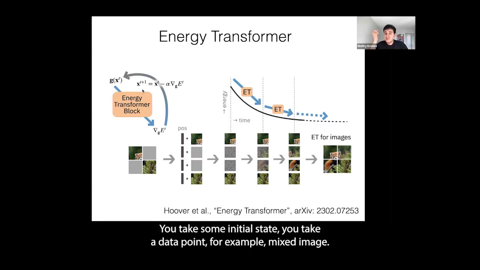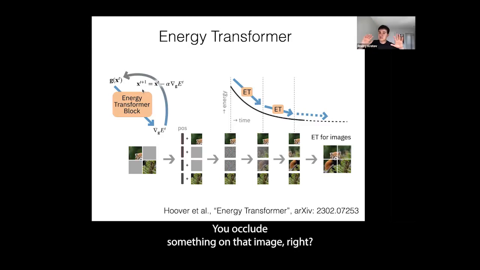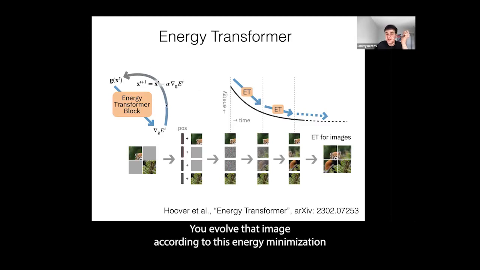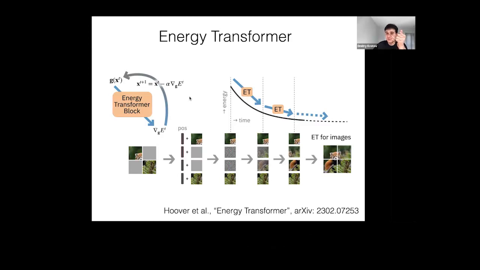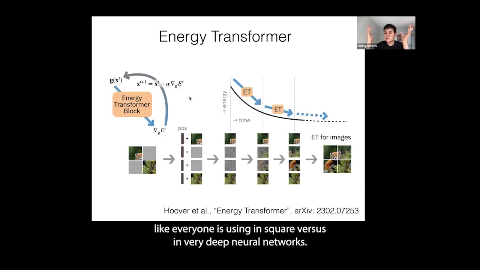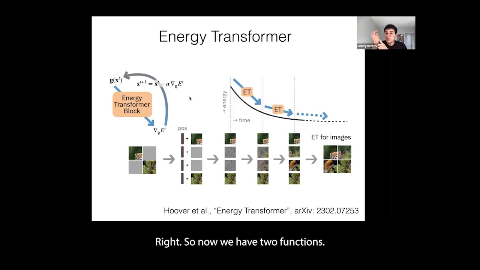And what you do is the following. You take some initial state, you take a data point, for example, an MNIST image. You occlude something on that image, right? You evolve that image according to this energy minimization until it hits the fixed point. Then you take the fixed point, and you say, how is that evolved image different from the ground truth image that I want to compare with? So you can subtract the ground truth image from that fixed point and form a mean square error function, the standard loss, like everyone is using mean square errors in training deep neural networks, right?